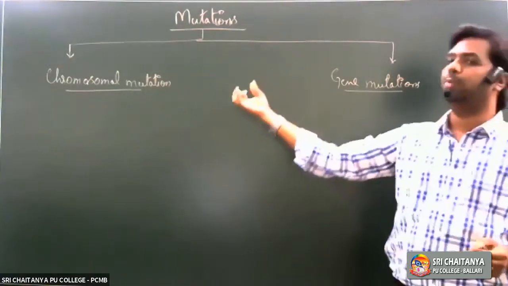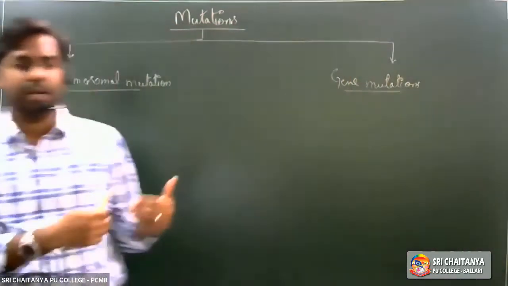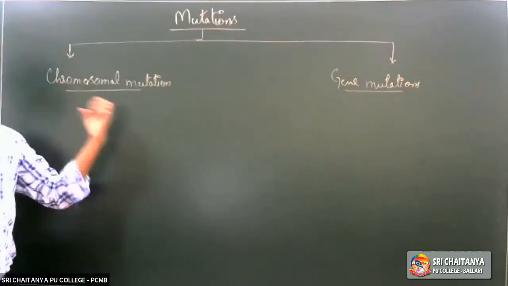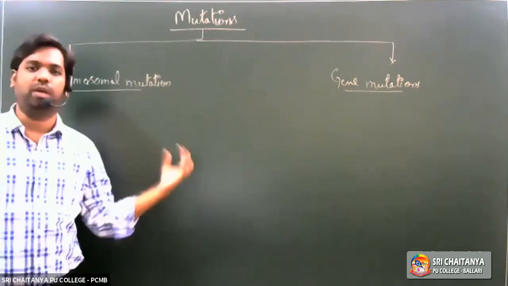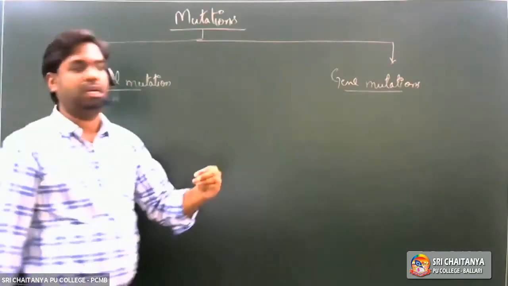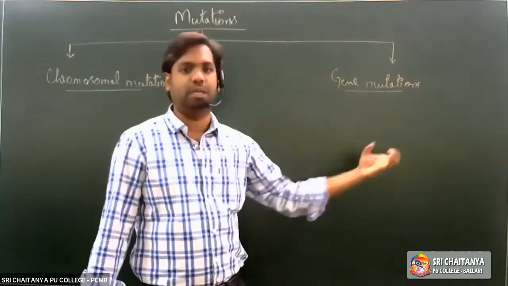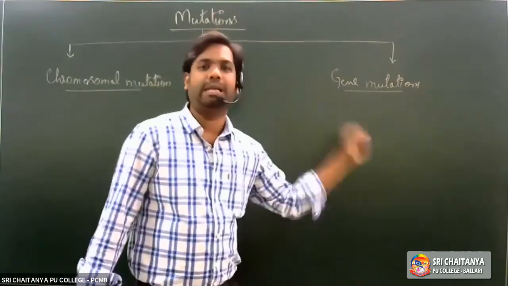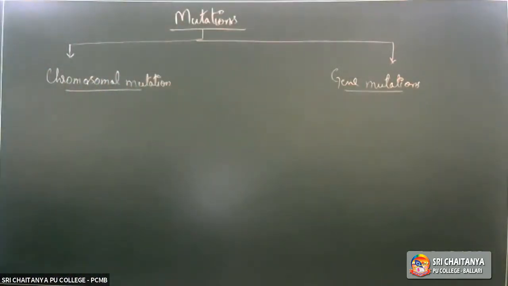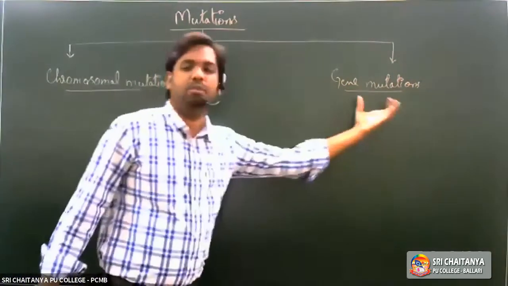So what is this chromosomal mutation? If there are certain changes happening in the chromosome itself, such types of mutations we start calling chromosomal mutation. If there are changes happening in genes, such types of mutations we start calling gene mutation. So all mutations could be broadly classified into two major categories: the chromosomal mutation and the gene mutation.